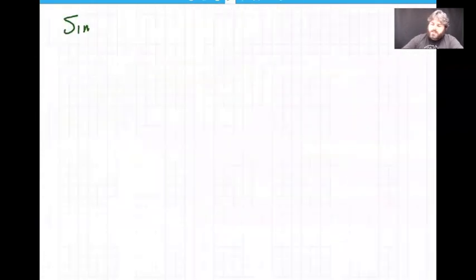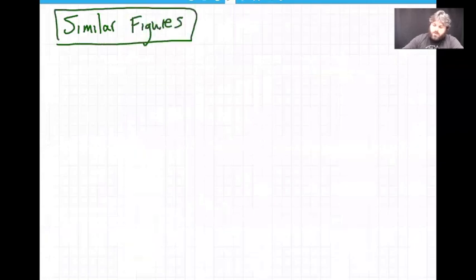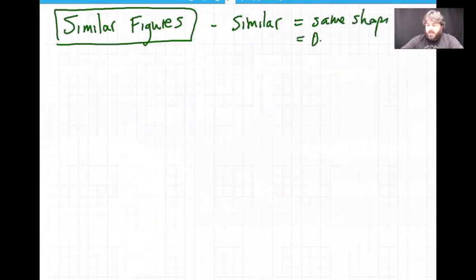It's going to be similar shapes, or similar figures, okay? Similar shapes. So remember, two shapes are similar. What it means to be similar is that they have the same shape, but different size. I mean, it does have to do with the side lengths. But if they have the same shape, but they're a different size, we say that they're similar to each other.